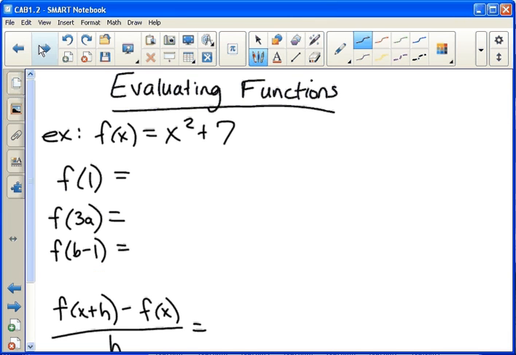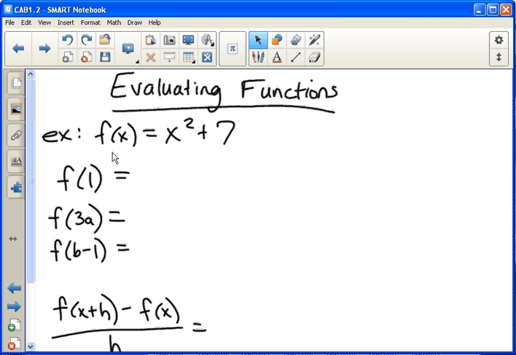So here we have a function x squared plus 7. Now we've got to figure out what they want when they ask for f of 1. Well, we had a function f of x, and that equaled x squared plus 7. So this is f of 1. Notice I'm saying f of 1, not f times 1. This isn't multiplying f times 1. This is plugging 1 into the function f.